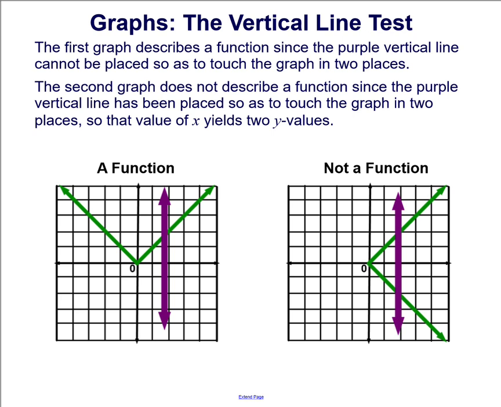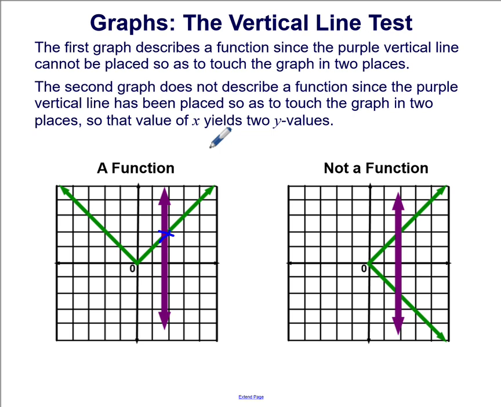The first graph describes a function since the purple vertical line cannot be placed so as to touch the graph in two places. If we look at this graph on the left, this describes a function. The purple line, no matter how it slides from left to right, only intersects the graph at one point, right here. So this describes a function.